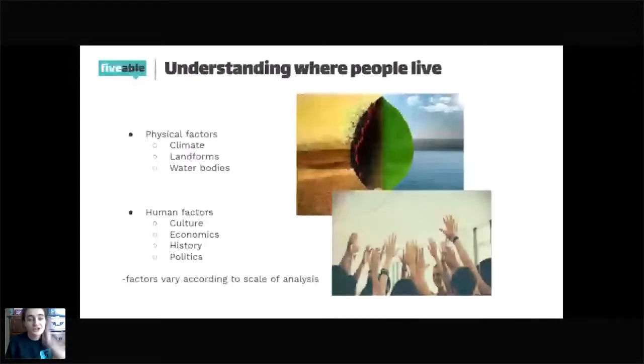So, understanding where people live. There are many factors that affect where people are located, where people choose to live. There are physical factors and there are human factors. Physical factors are climate, landforms, and water bodies.